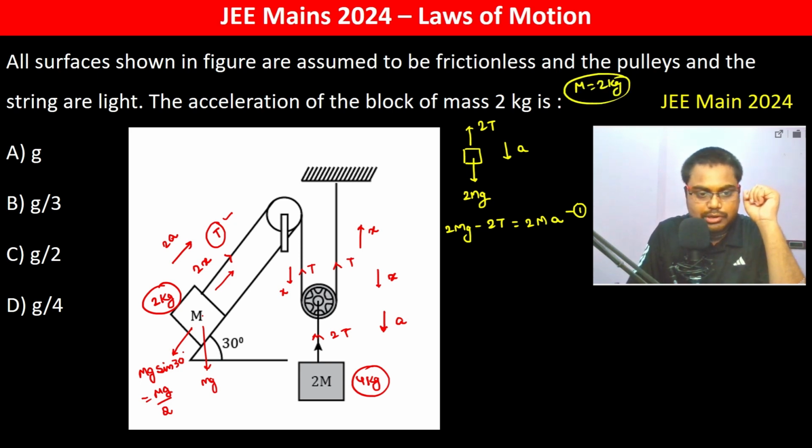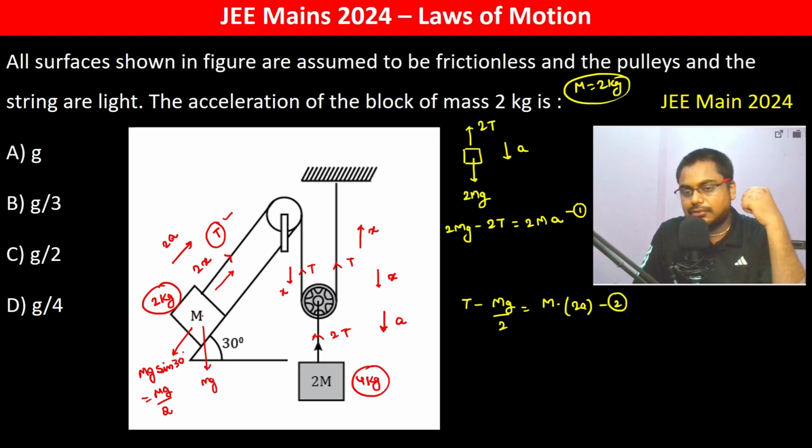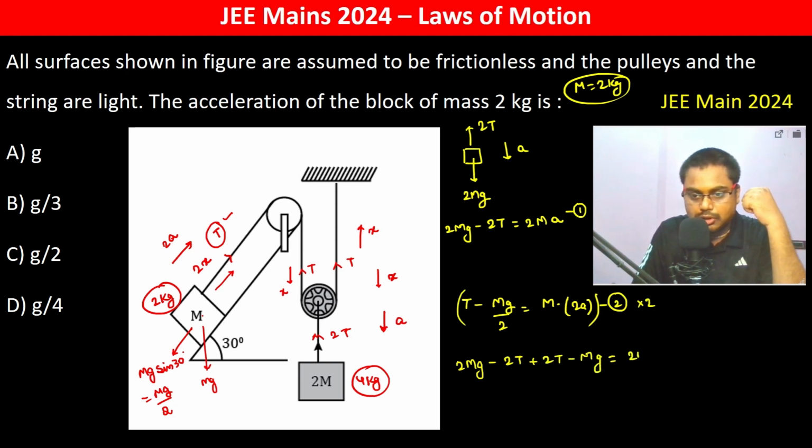Now for the inclined plane one, so we have T minus mg by 2 is equal to m into 2a. Okay, this is second equation. So now we have to remove T and find out a, so therefore it's going to be 2mg minus 2T, multiply this entire thing by 2, plus 2T minus mg is equal to 2ma plus 4ma.